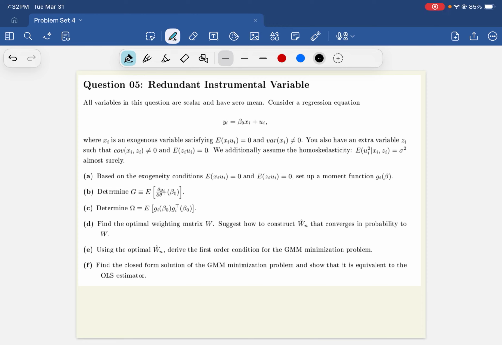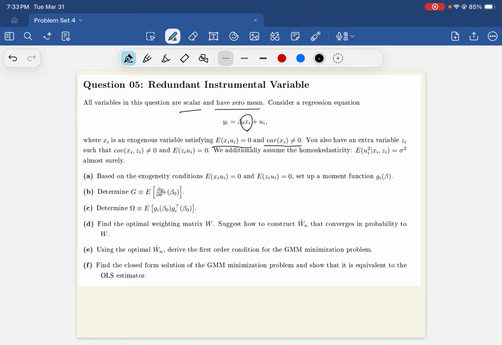The fifth question is an interesting question. So let's think about the simplest possible example where there is only a single regressor and everything has zero mean and it is scalar. So the simplest possible case without any intercept. Now, it is nice, it is exogenous, and it satisfies the full rank assumption. But here you can think about an idea, right?